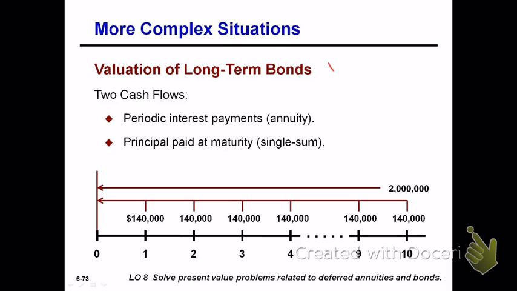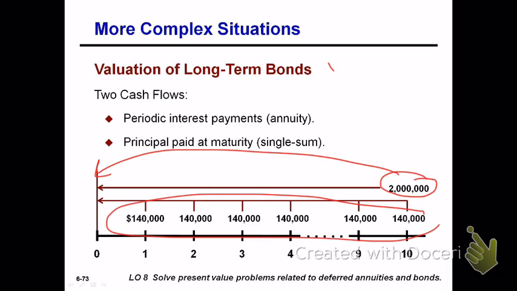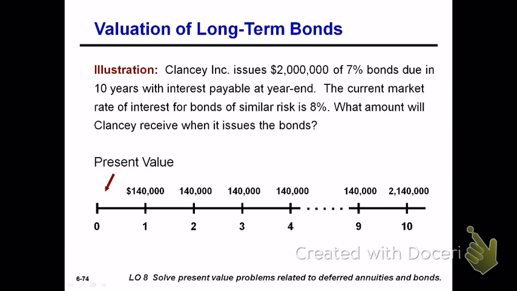Valuation of long-term bonds is a situation where we have two cash flows. We have a lump sum for the principal, and then we have an annuity for the interest payments. So to calculate the value of a long-term bond, you have to add together the present value of these two cash flows. So here's an example.